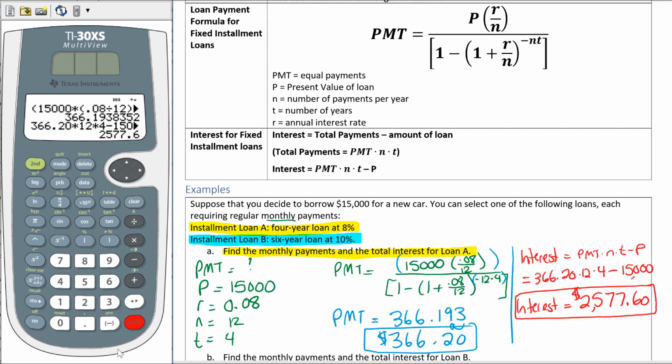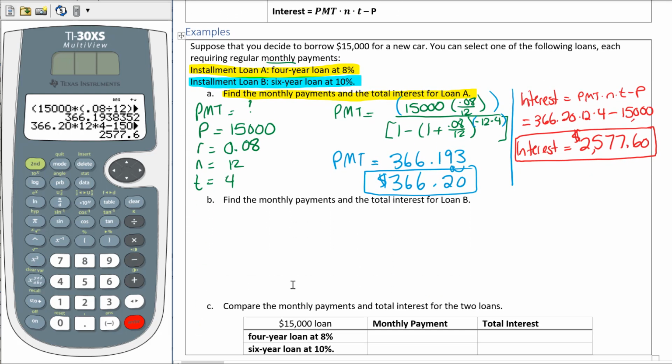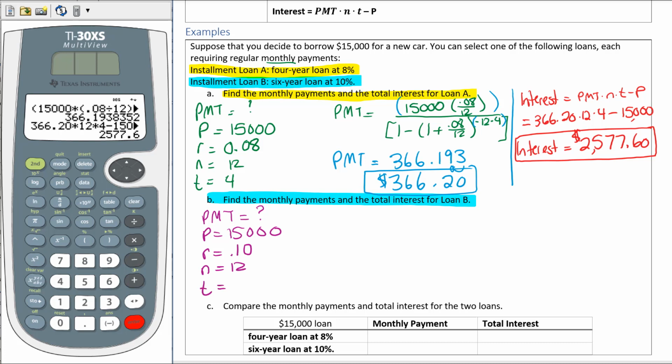Okay, let's see what the other example is going to be. So I'm still looking for the monthly payment and then the total interest for B this time. So I'm looking at just the B numbers. PMT, I still don't know what it is. My P, that's still 15,000. It's still the same car. The rate is different. For this rate, it's 10%. The N is still monthly payments, and the time is going to be actually 6 years.